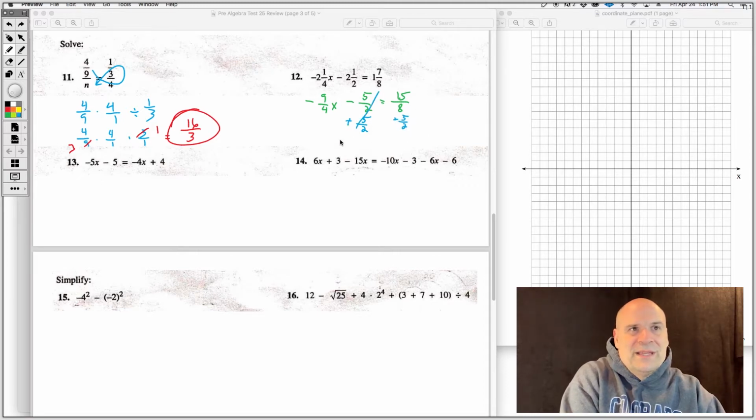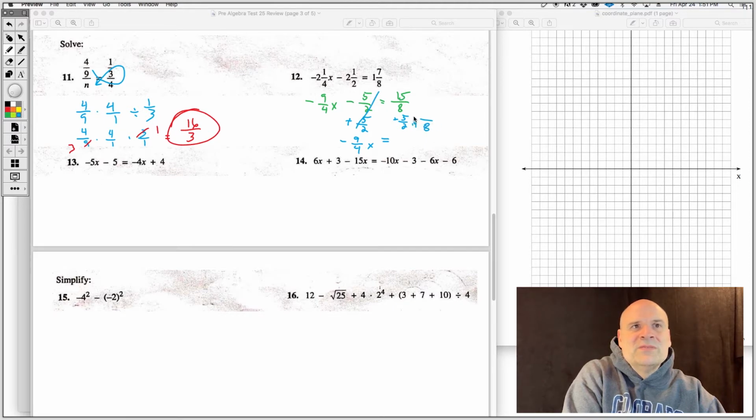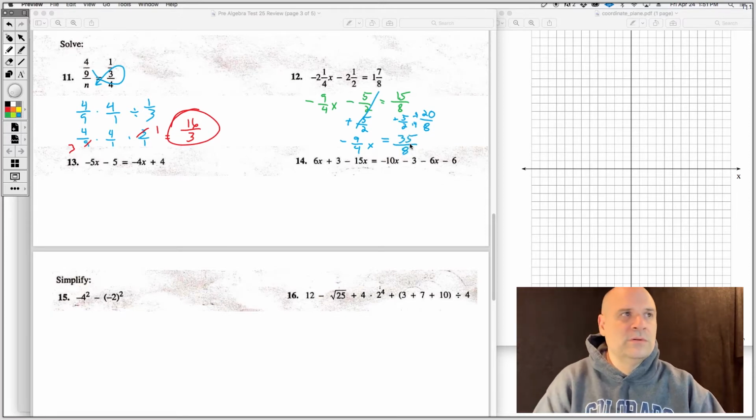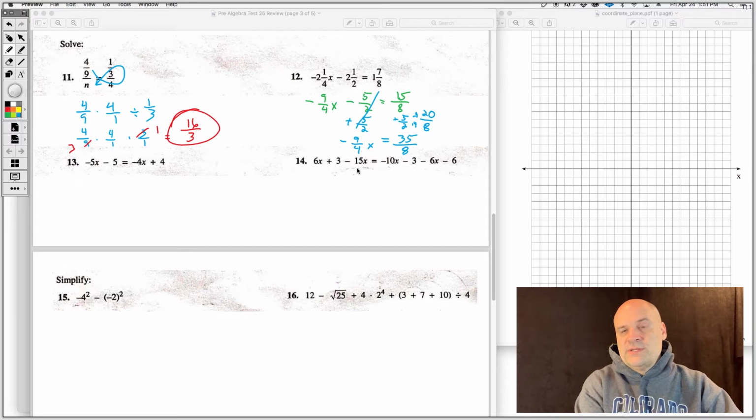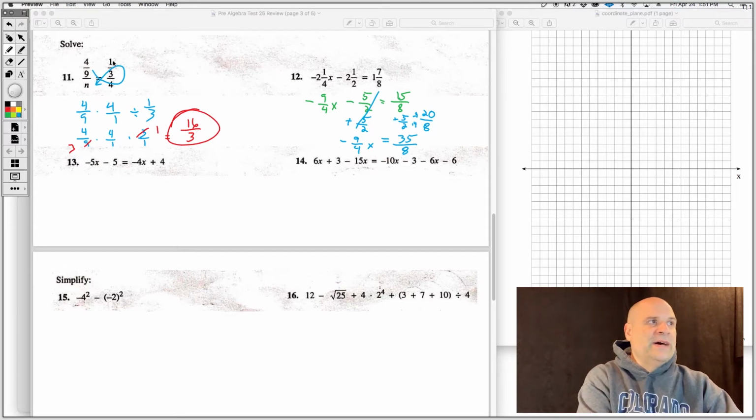Okay, so we're left with negative 9/4 x over here. And then let's add these together. Well, we need a common denominator. 2 goes into 8 4 times. So 5 times 4 is 20. So now we're adding 15/8 plus 28, which is 35/8. Okay, cool. So now what is that negative 9/4 doing to the x? It's multiplying, so how do we get rid of it? We divide. So let's divide that.